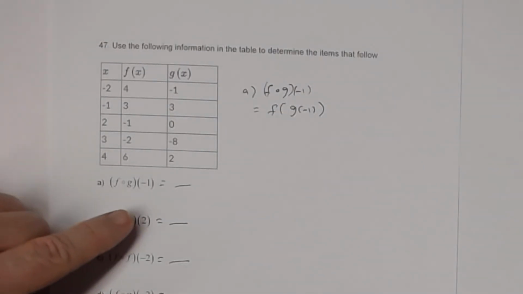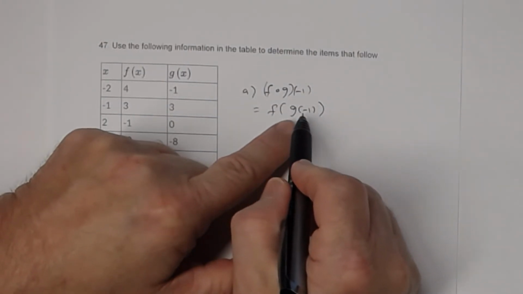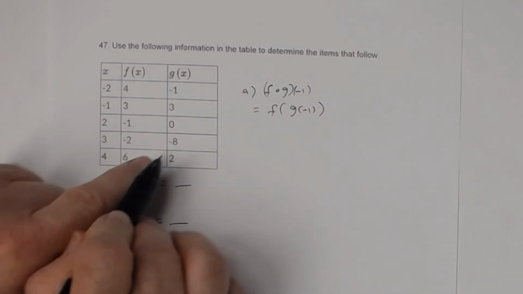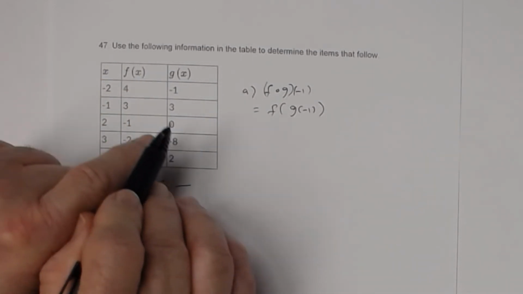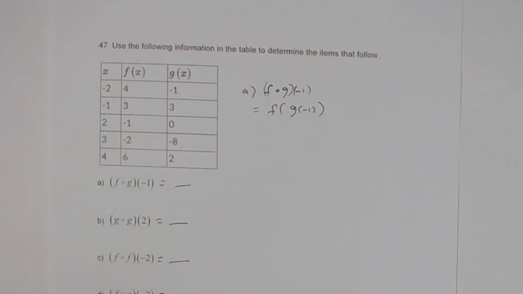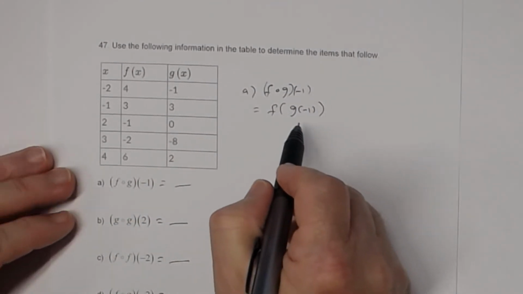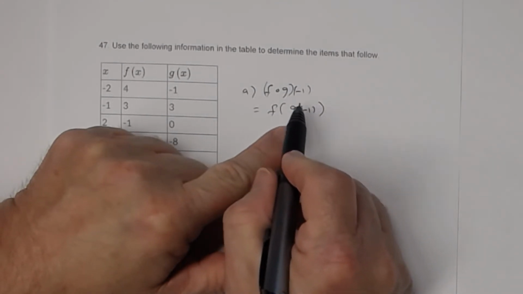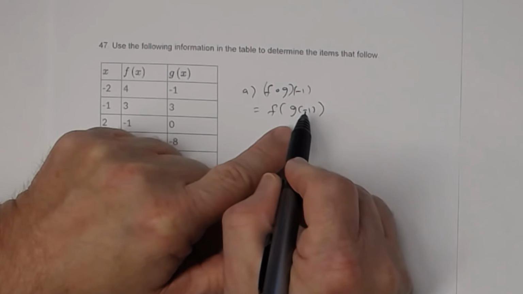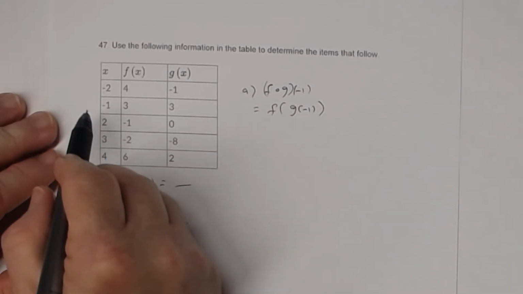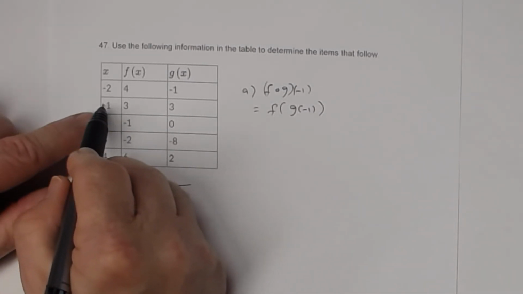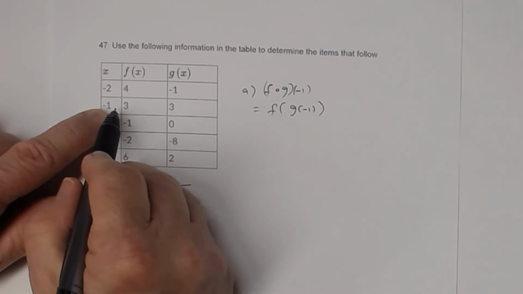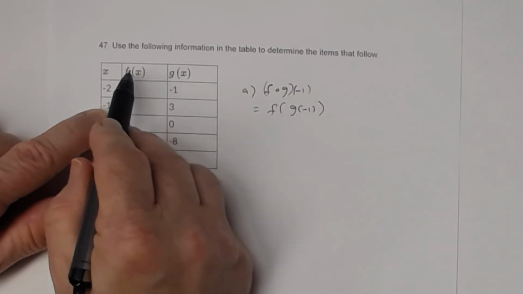The difference here is that when you're finding the innermost function, you're actually looking at the table, and you need to know how to read that table. Reading that table is important. So remember, g of -1 means what's the y value when x is -1. So first of all, I've got to find x equals -1. That's this right here. Remember, think of g of x and f of x as y.